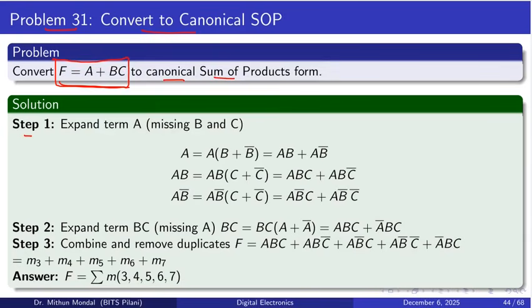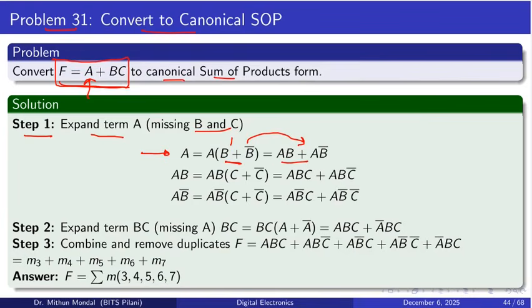Let us go with the first step. Here we expand the term a, because b and c are missing in this particular term. So we can multiply a with the expression b plus b bar, because b plus b bar is equal to 1, and a into 1 is a itself. Now if we expand this, we get ab plus a b bar.